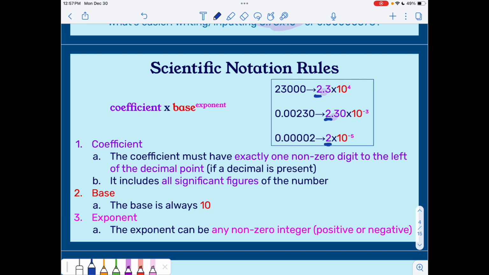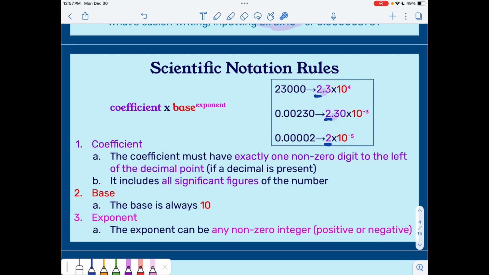And then in this last example right here, there's only one number and there's no decimal point. So that just shows you this little if a decimal is present. If there's no other numbers, then it would just be one number. But if there's multiple numbers, there will always be one in front of the decimal and then the rest will follow.